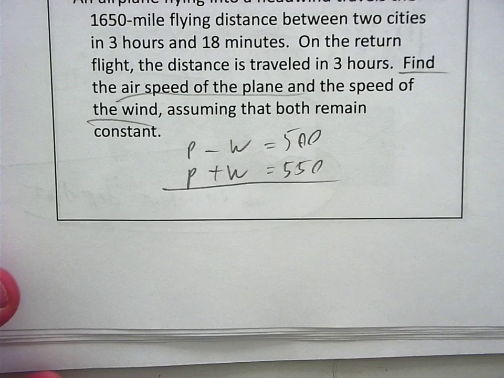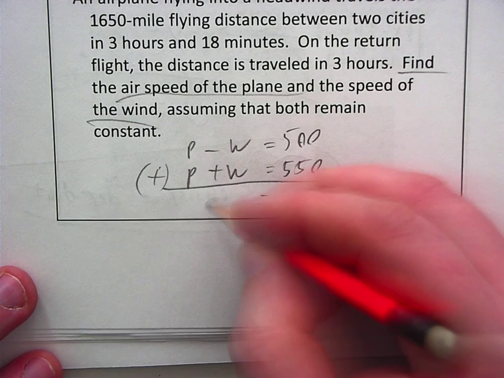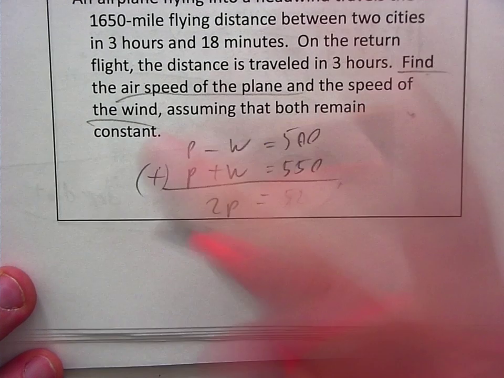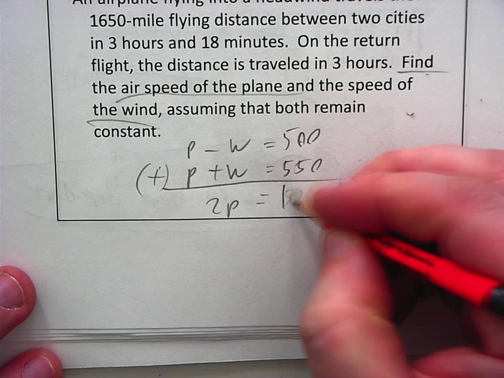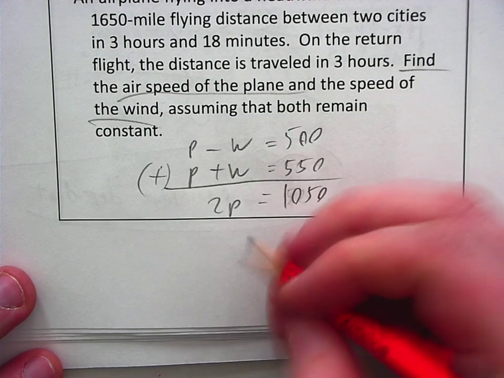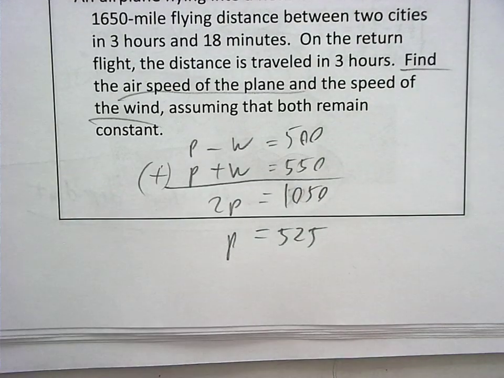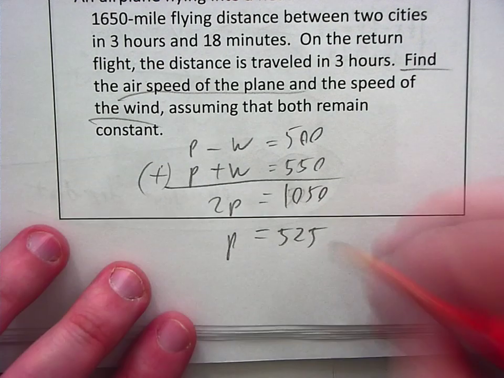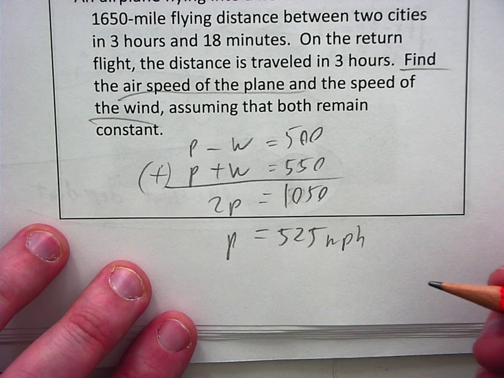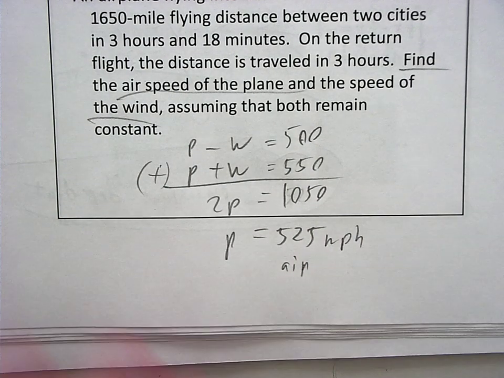So then what can I do? You can add them. If I add these together, the W's are gone. You get 2P equals 1,050. So P equals what? 525. That's what P is equal to. Now, what are the units on that? Miles per hour. And that's the plane speed, the airspeed. 525 miles per hour. Okay?